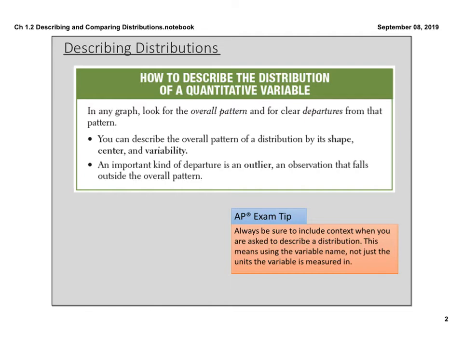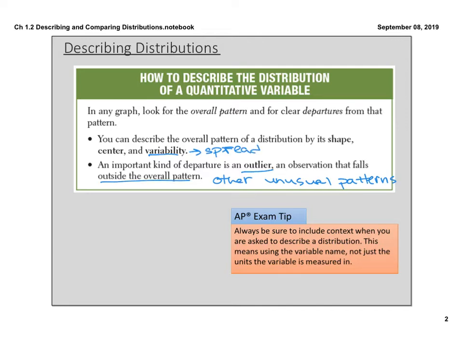We will describe the overall pattern by describing its shape. We'll also look for its center, and we'll also look for its variability or its spread. Sometimes that's called spread. Another thing that we're going to look for is any outliers that we see in the data, and we also can look for other unusual patterns. So if we see clusters or big gaps or things like that. So anything that falls outside the overall pattern. One thing to note about variability, this is also called spread. So you will hear that word and see that word quite a bit as well.